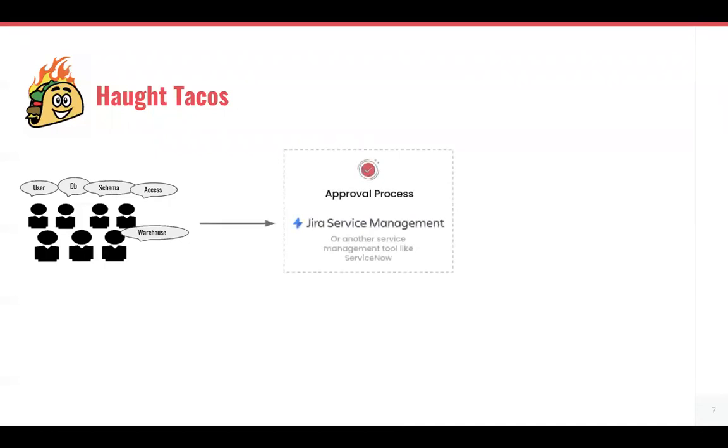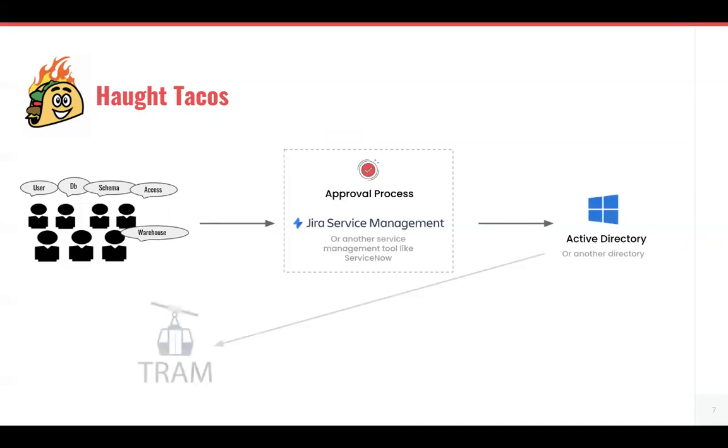And first step is everyone goes into their service management tool. In our demo, it's going to be Jira, but it could be anything. And they request either access to the Snowflake environment, they request a new project workspace, they request access to some data set, and there's an approval process that happens to make sure that is approved. And then from there, Active Directory or another directory system is updated with the new metadata. And from that point on, Tram kicks off.